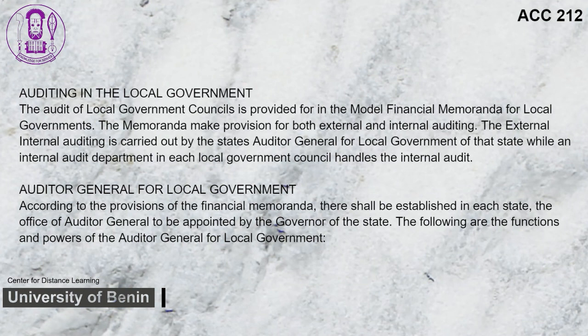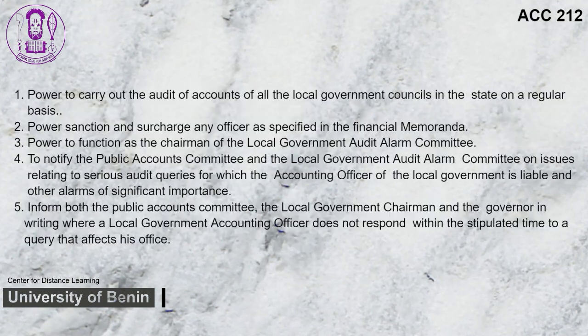Auditor General for local government. According to the provisions of the financial memoranda, there shall be established in each state the office of Auditor General, to be appointed by the governor of the state. The following are the functions and powers of the Auditor General for local government. 1. Power to carry out the audit of accounts of all the local government councils in the state on a regular basis. 2. Power to sanction and surcharge any officer as specified in the financial memoranda. 3. Power to function as the chairman of the local government audit alarm committee.